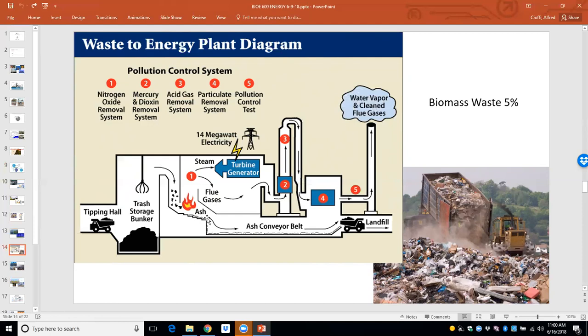Okay. There's also ash produced, which is then taken to landfills through transportation. But this is one way of getting rid of the large amount of garbage that we produce on a daily basis, is just burn it in a system that traps the gases and produces steam to generate electricity. That amounts to about 5% of the renewable energy source in the United States.